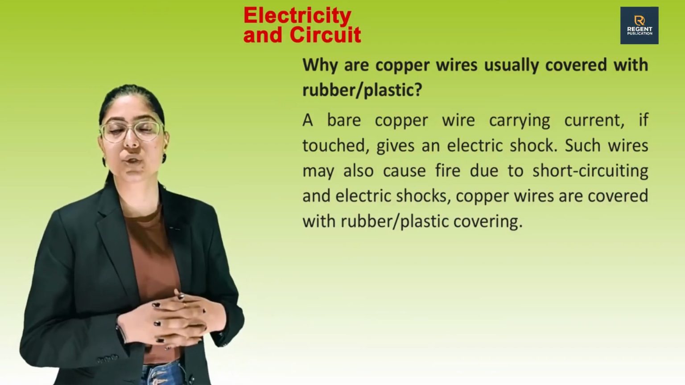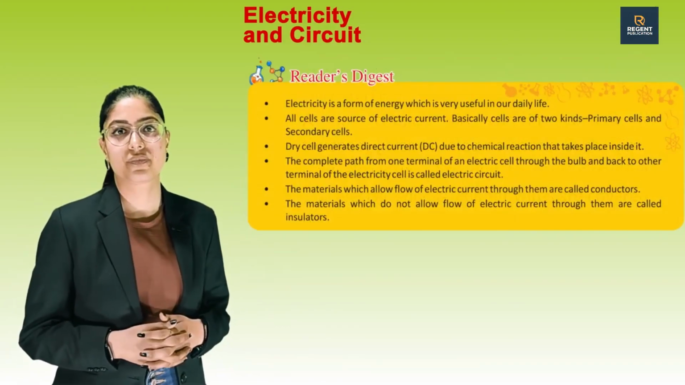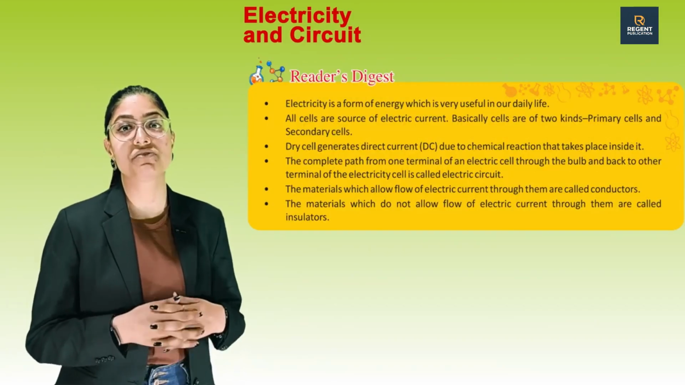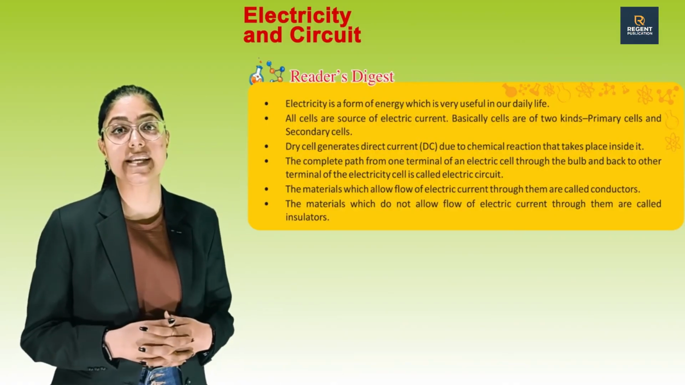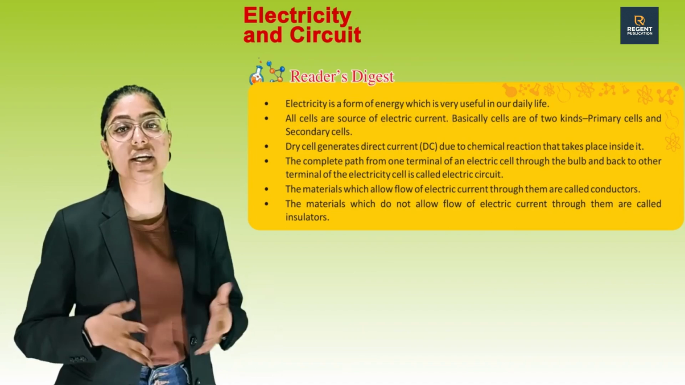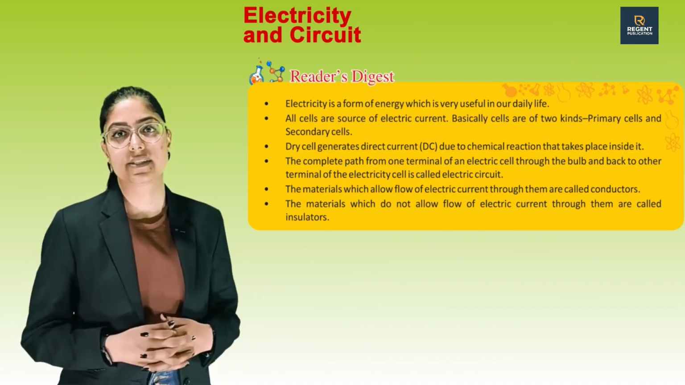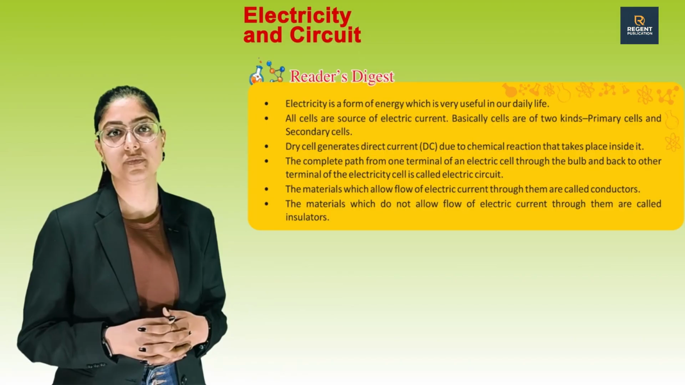Okay, let's quickly revise with Reader's Digest. Electricity is a form of energy which is very useful in our daily life. All cells are sources of electric current. Basically, cells are of two kinds: primary cells and secondary cells.